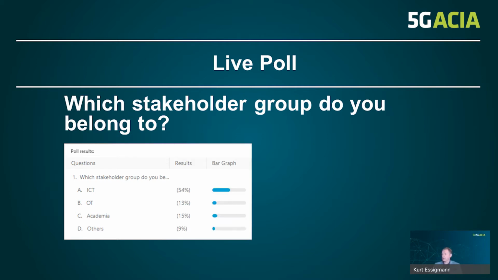So now we have the results. So that looks, of course, quite interesting. We have the majority of the people coming from the ICT industry, but we also have something like 25%, a quarter of the people from the OT and academia. So that's a very positive sign. We have 9% of others.